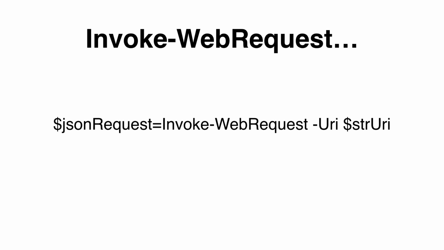We first need to create an object variable from the web request. Then we can use the content property to display the content of the web page, which should be the JSON object.